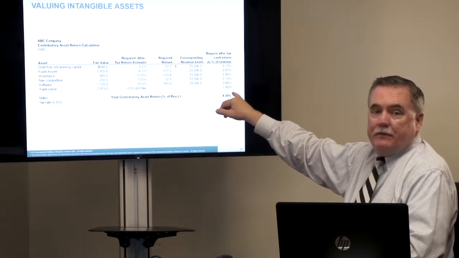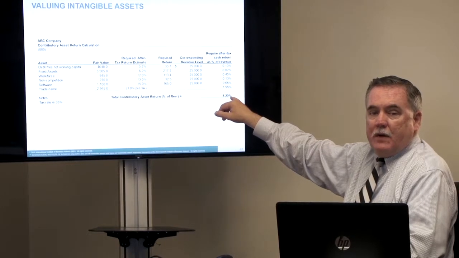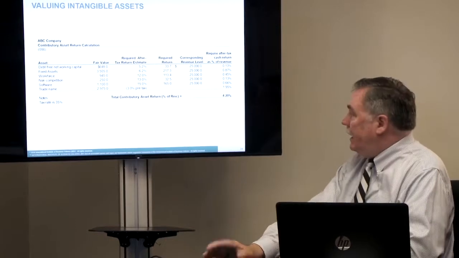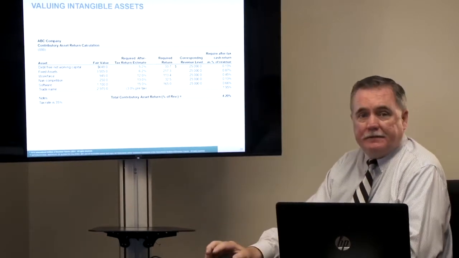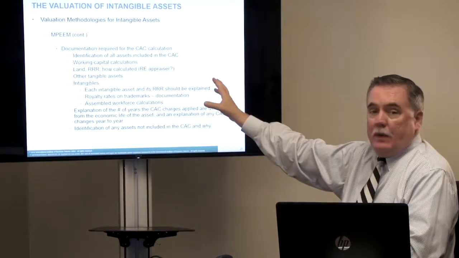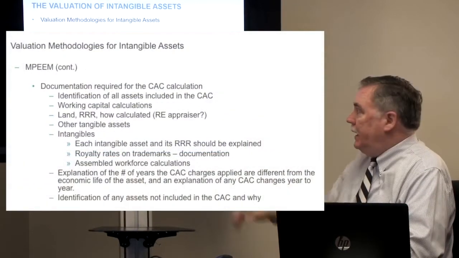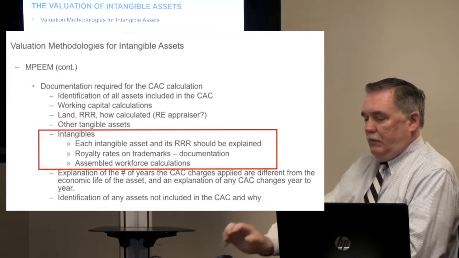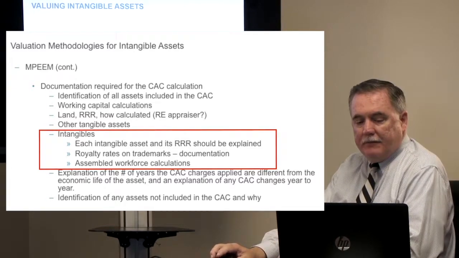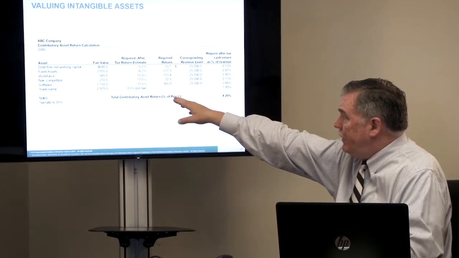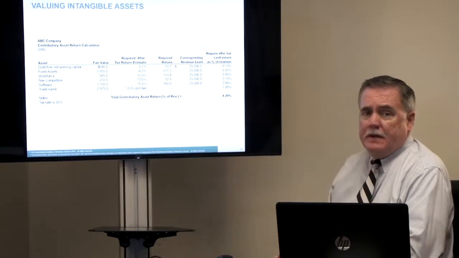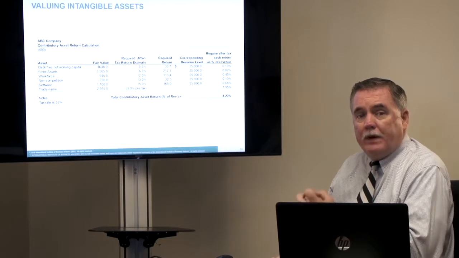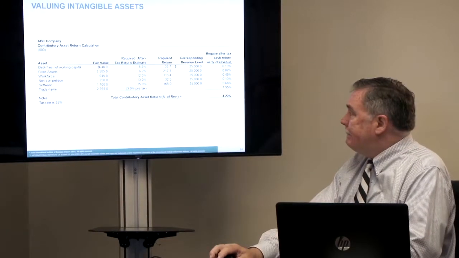For that number, for the 4.2% to have integrity, all of these other variables have to have integrity. Otherwise, this is nonsense. And we have to have that support in our work files. The royalty rates on trademarks, where does that documentation come from? So I said the royalty rate on the trade name was 3%. Why wasn't it 2%? Why wasn't it 5%? Where does the 3% come from? What is our support?